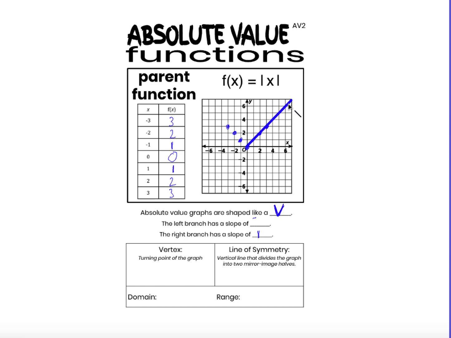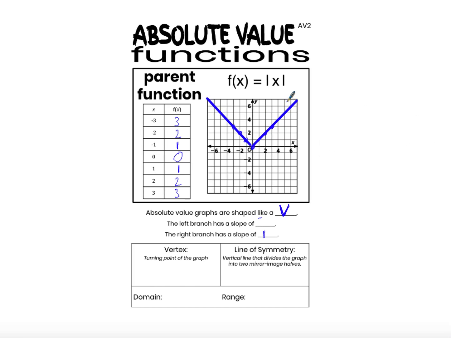So here is my V-shaped graph. This is my graph of my parent function, including arrows indicating that this pattern continues with that slope of +1 for the right branch, the slope of -1 for the left branch.